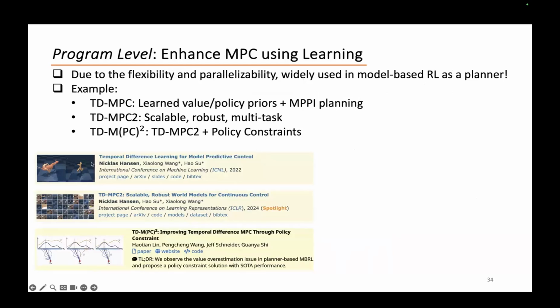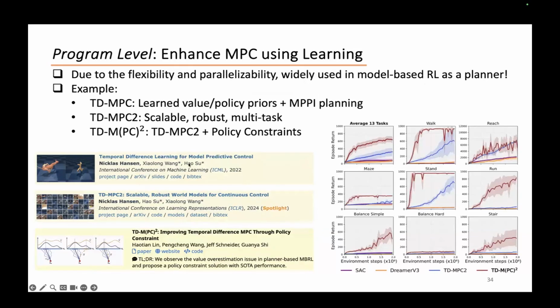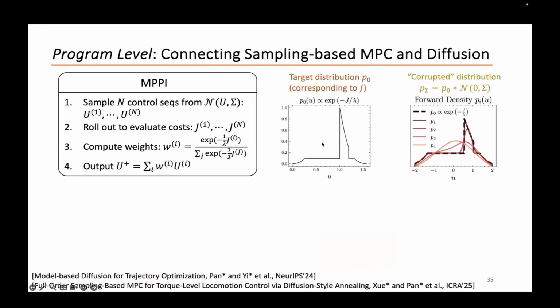It is widely used in model-based RL as a planner. An example is TD-MPC, TD-MPC2 from UCSD, which basically combines a learned value and policy prior with MPPI planning. And recently we have a follow-up paper called TD-MPC square, basically TD-MPC2 plus policy constraints, that gives SOTA performance in HumanoidBench. It is much better than TD-MPC2, Dreamer and SAC in HumanoidBench. I will not go into detail today, but my point is MPPI works pretty well in practice.